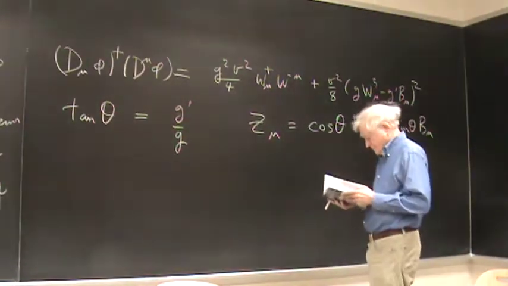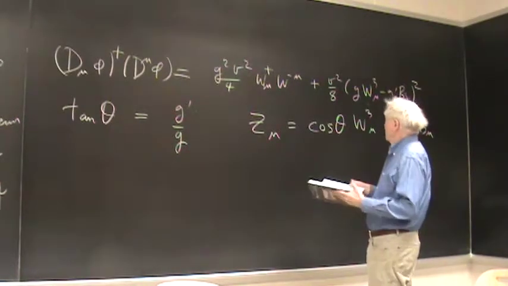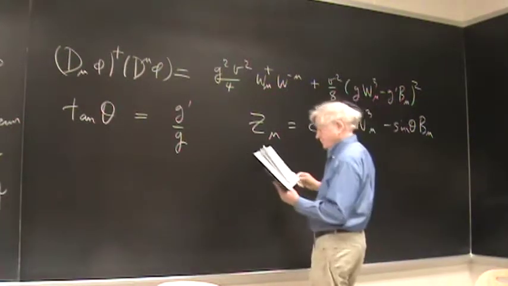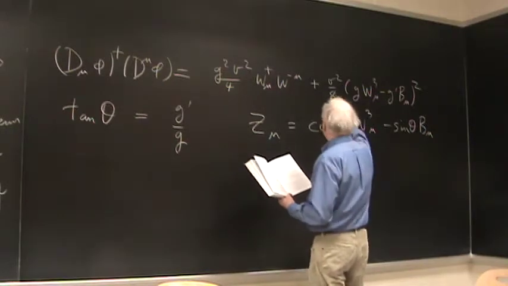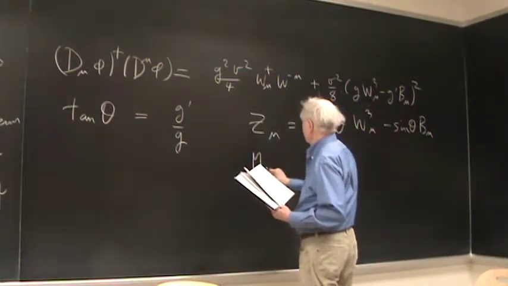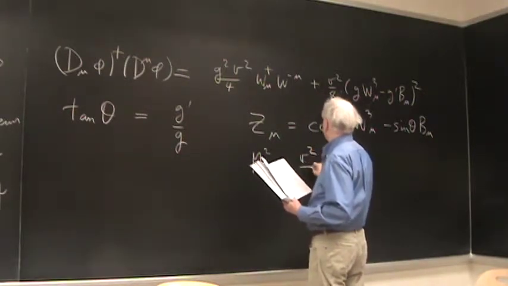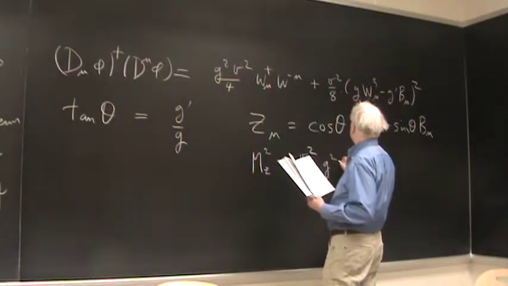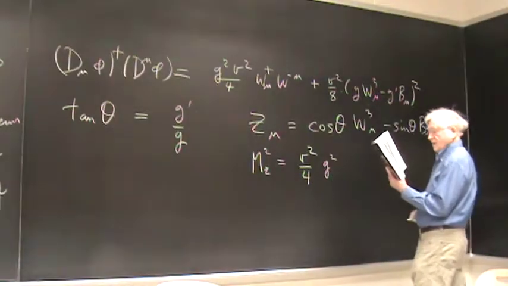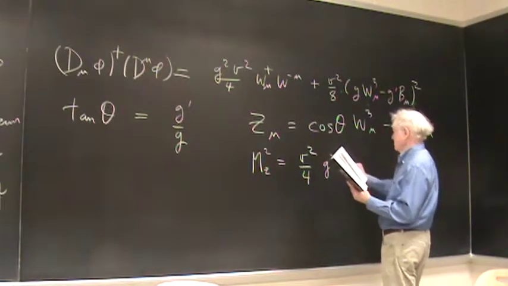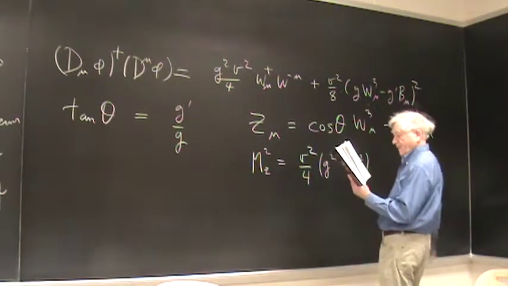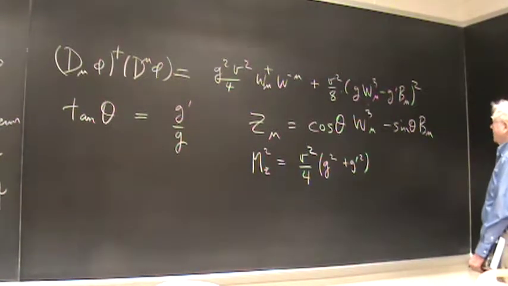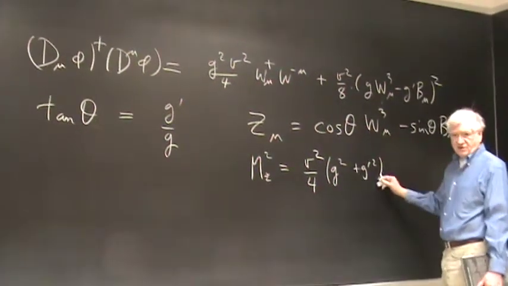And, all right, so what's the relationship between these things? Well, you can see that this M_Z squared, what is it going to be? M_Z squared is going to be v squared over 4 times, effectively, g squared plus g prime squared times v squared over 4. Well, there's some algebra to work out here, but that's what it turns out to be.